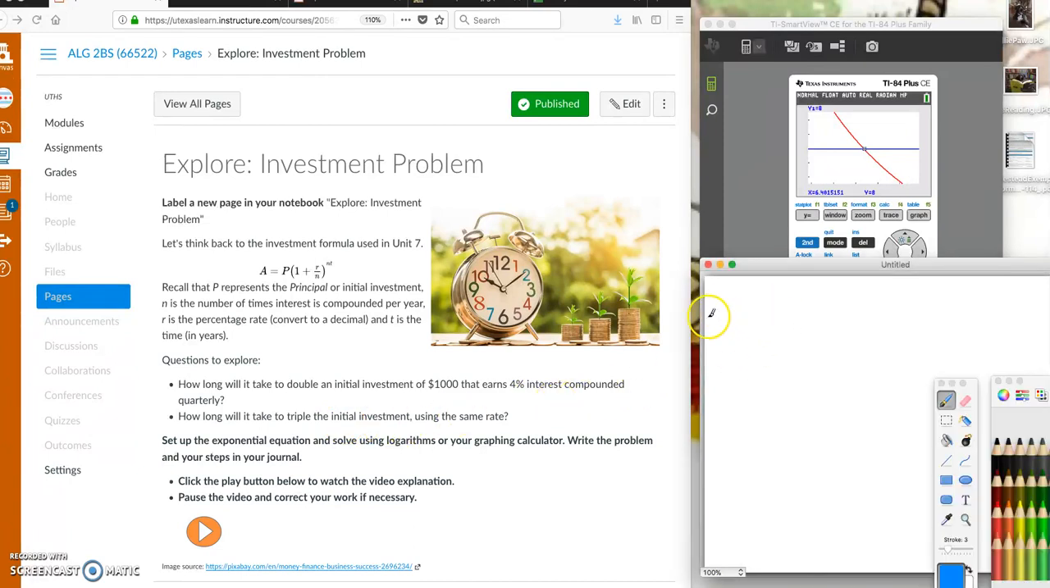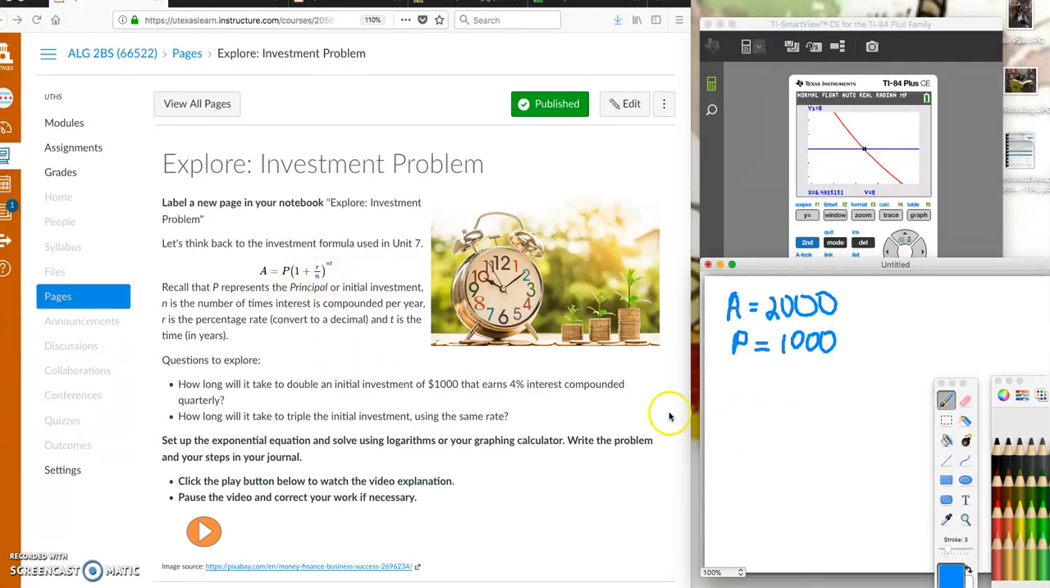Okay, so a couple of things. A is going to be the amount at a certain time t. And we're going to start with $1,000, but first thing we want to get is double. So we're going to get $2,000. P is going to be that starting amount. So again, the initial investment, 1,000. We call that a principal.